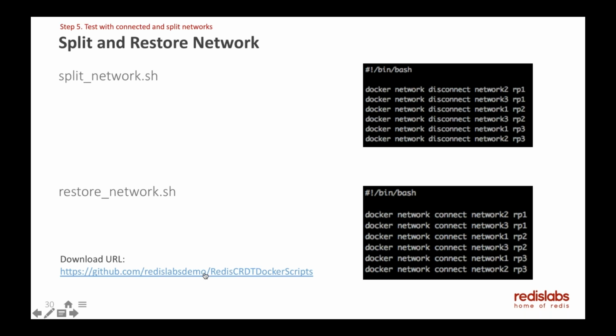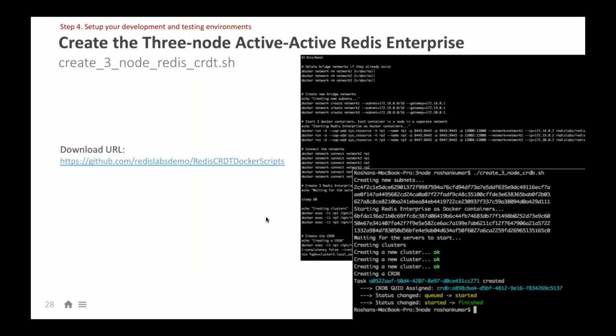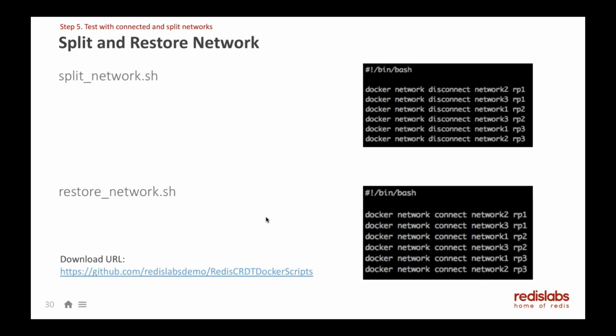If you go to the same GitHub repository, I have two scripts: split network and restore network. If you split the network, it will disconnect all the routes between the three subnets, and restore network will restore all the routes. So you can run that and test this. Also keep in mind, there's a disclaimer here. These scripts are for development and testing only, and are not meant for production deployment. These are just to make your life easy.